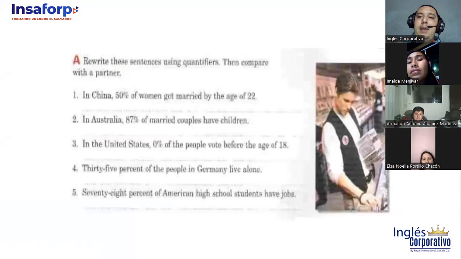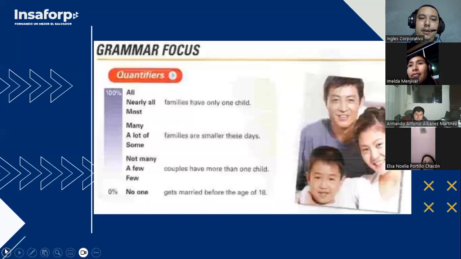Which might be another way in which we can rewrite this sentence using quantifiers? Which one do you consider, guys? Remember the quantifiers that we have here, all of them. All, nearly all, most, many, a lot, not many, a few.